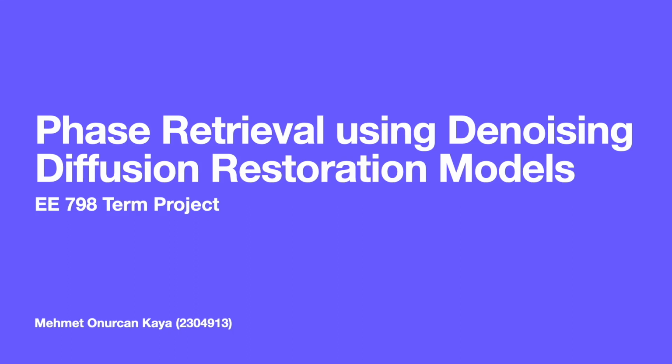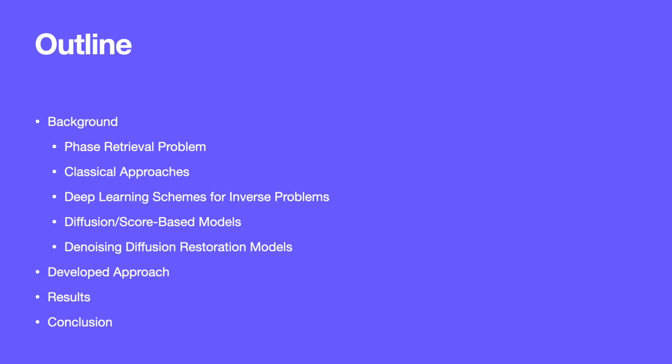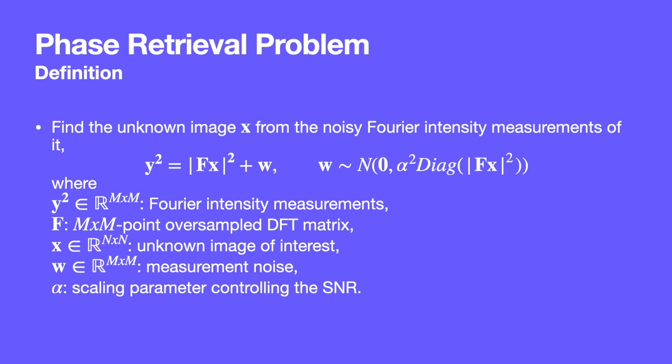Hello, today I will be talking about my term project on phase retrieval using denoising diffusion restoration models. Let me first start with the problem definition. This inverse problem is about finding the unknown image X from its noisy Fourier intensity measurements.